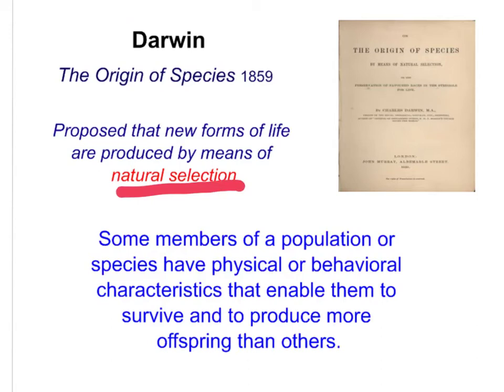Natural selection is simply the idea that some members of a population or species have either physical or behavioral characteristics that enable them to survive and to produce more offspring than others. So once again, it's all about producing offspring. Who can produce the most offspring, and how will that change the population over time? And that is what natural selection is all about.